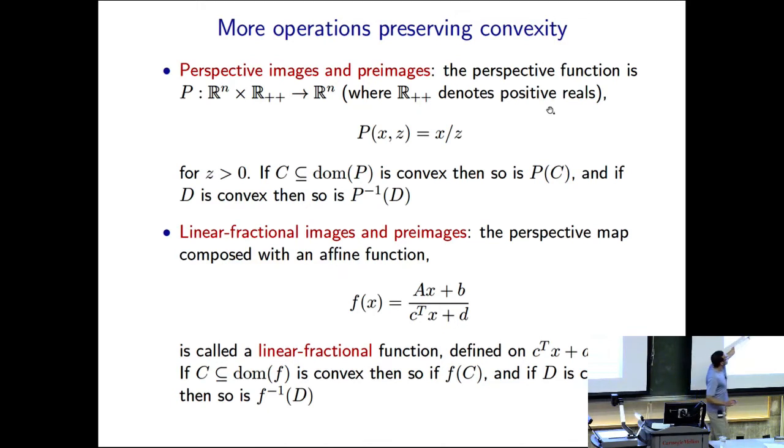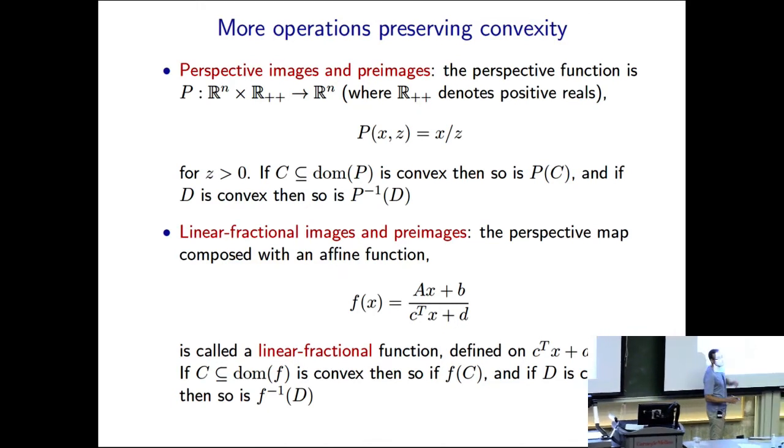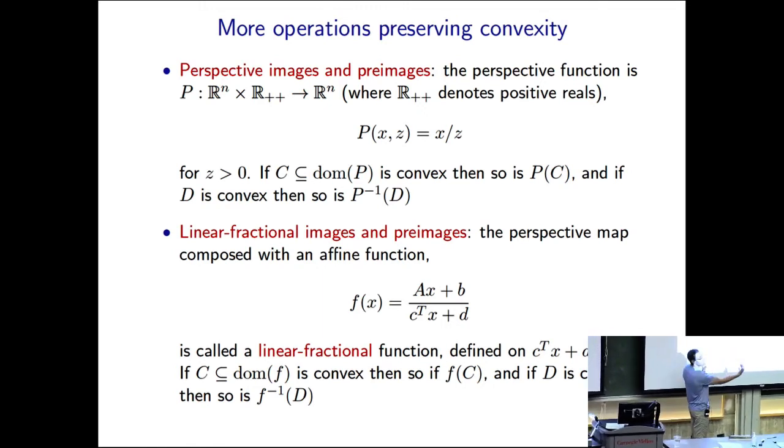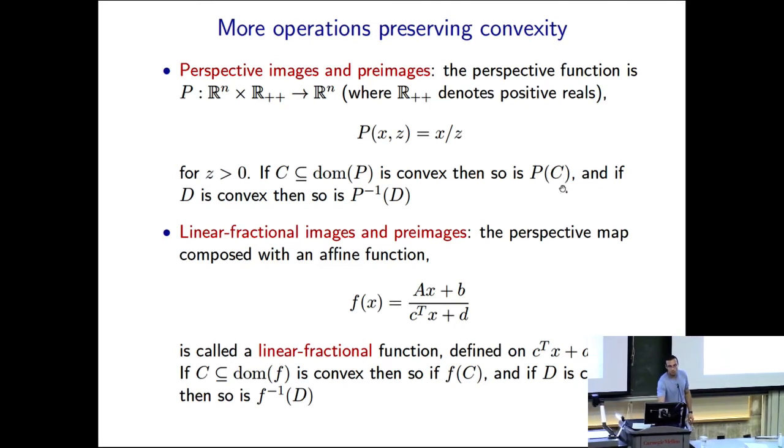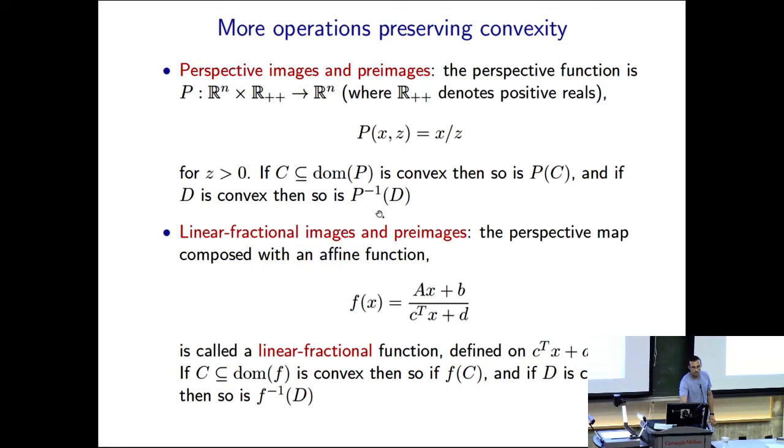If you apply this perspective transform to a set, it means you take every element of the set, say (x, z) is an element of the set, and you apply the perspective transform to it. That's now an element of P of C. Then this is convex. So P of C is convex if C is convex. And preimages under this particular function, the perspective transform, also preserve convexity. There's some physical interpretation of what perspective functions do in terms of looking at an object through a pinhole camera. You can check Boyd and Vandenberghe for that.